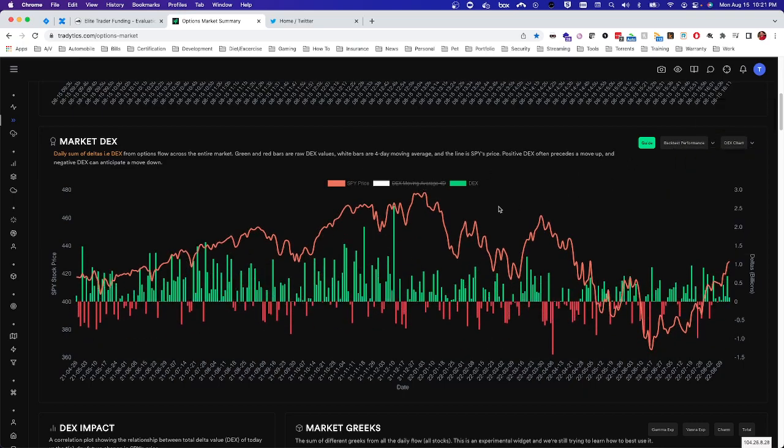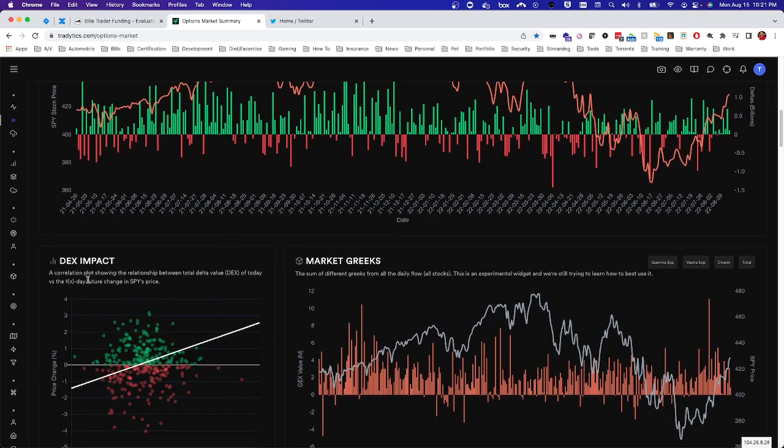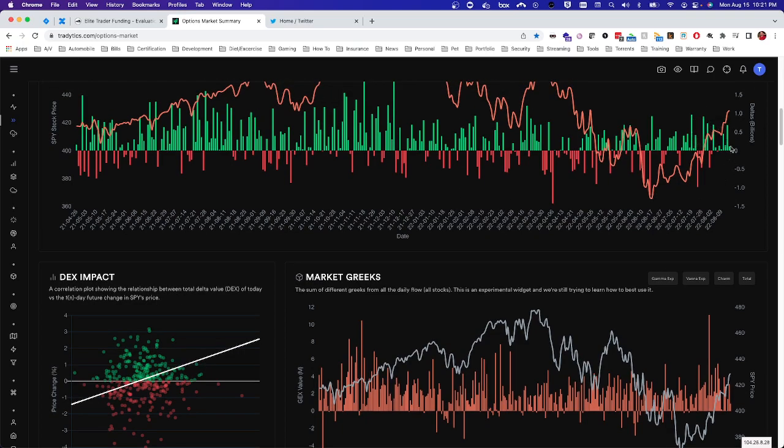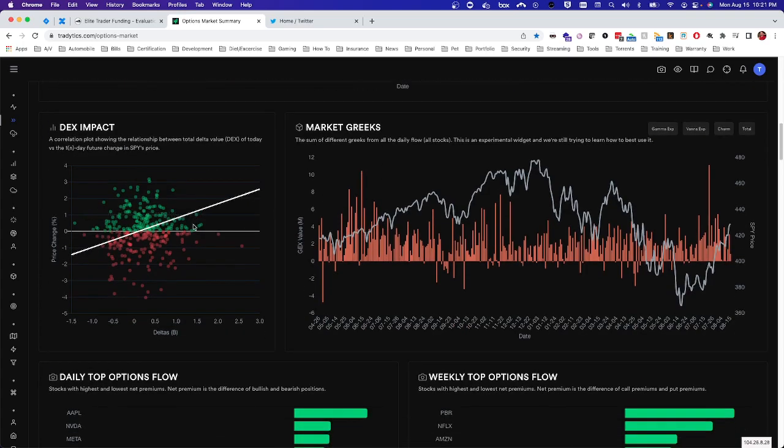But this also correlates with this chart here, which shows the relationship between total DEX versus a 1-day future change in SPY's price. What's interesting about this is, if we look at the deltas that we had today, what you can see is 0.112, and then we look at roughly where that would be on this chart. So if we go to these little dots here, we can see that, or excuse me, that would be 0.112, I think we were looking at here.